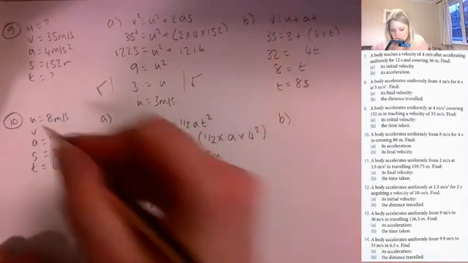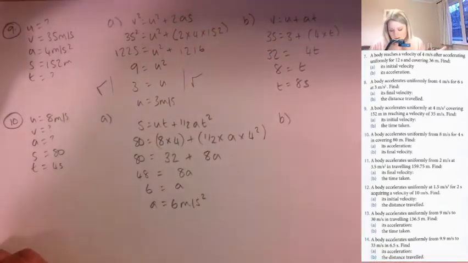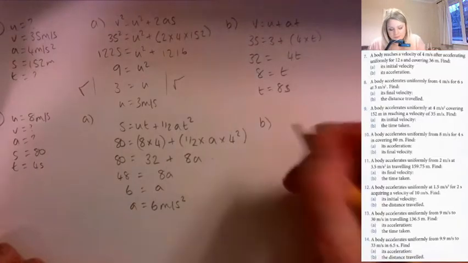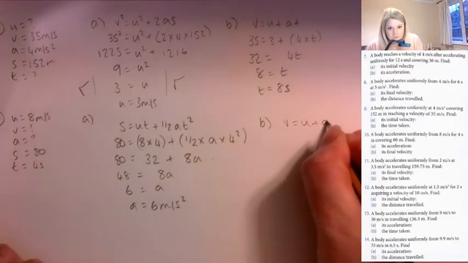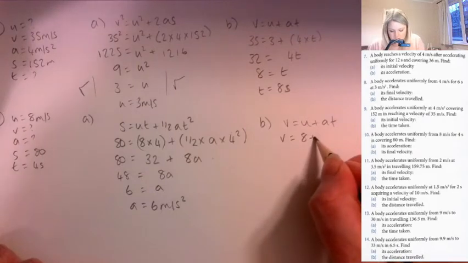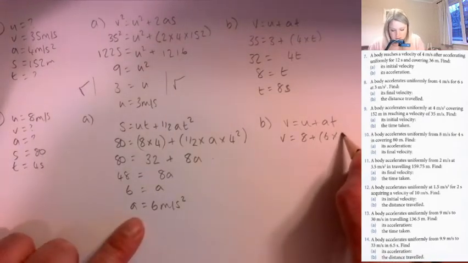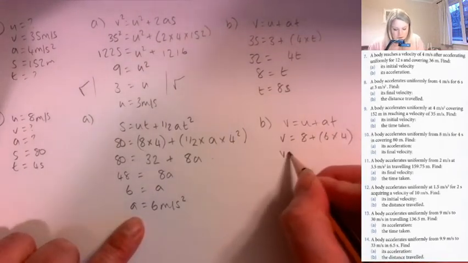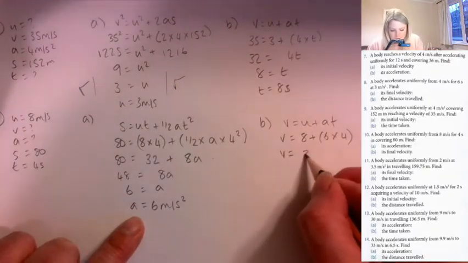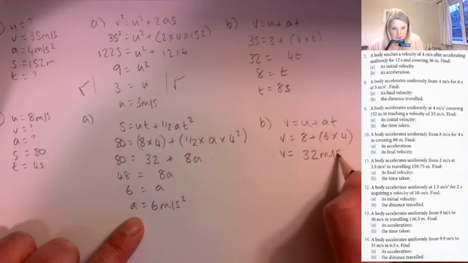10v, it's final velocity, so we're looking for v. Probably the easiest one to use here is v equals u plus at. Yeah. So v is, u is 8, a is 6, and t is 4. So that gets 32 meters per second.